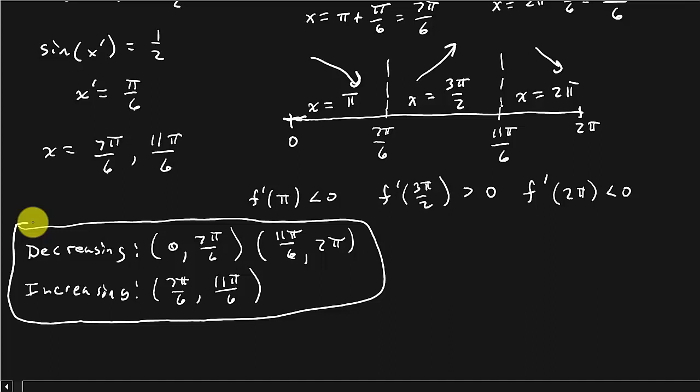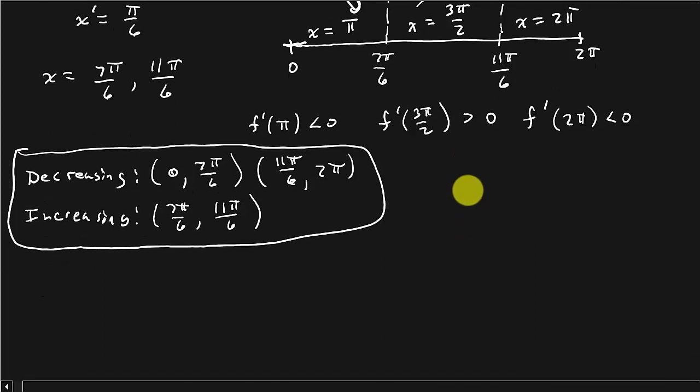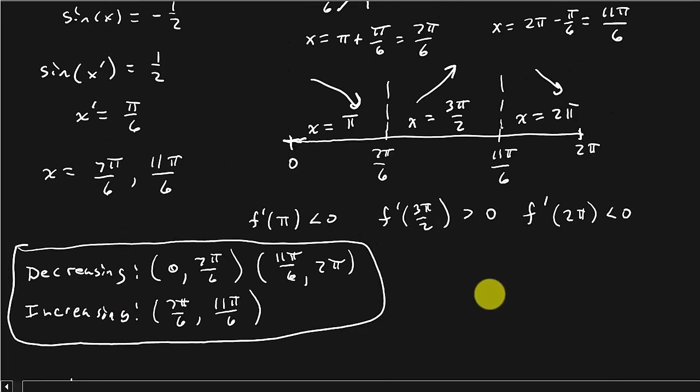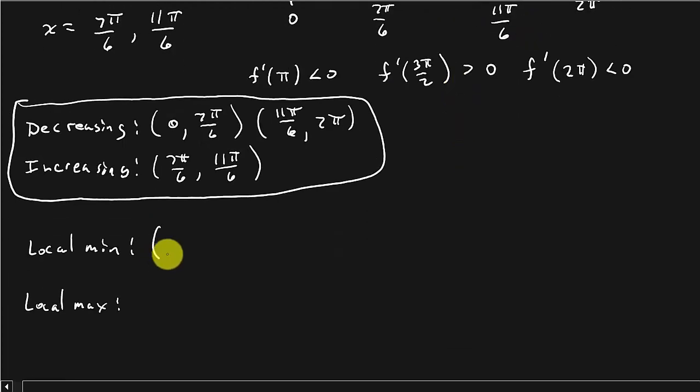Now we want to look for local max and min. So we have a local min, there's our local max. You can see here we have a local minimum here, we have a local maximum here. So we got a local minimum at 7 pi over 6. Whoops, need the y coordinate.